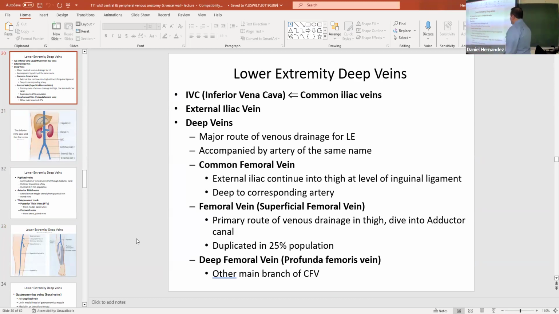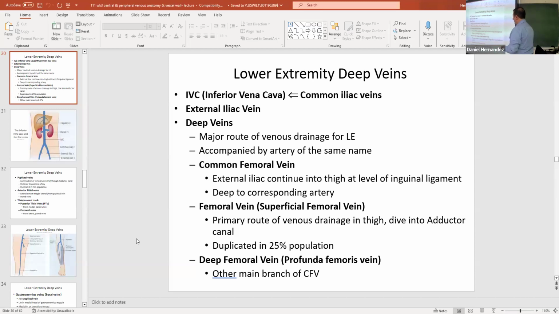So common femoral vein, again, at the level of the inguinal ligament. Above it is the external iliac. Below the level of the inguinal ligament, external iliac becomes the common femoral vein. It has a corresponding artery of the same name. We have a common femoral artery.